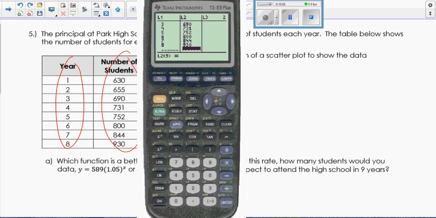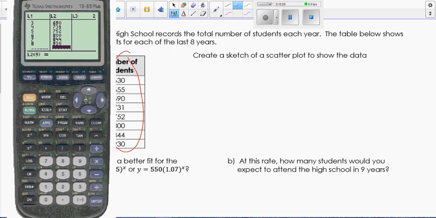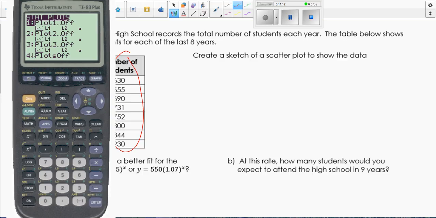Okay, make sure that you check your data, otherwise if one number is off, the whole thing is going to be wrong. Okay, so here's what we're going to do, and this is what we haven't done yet. So here's your data. We're going to create a scatter plot. In order to do that, you're going to hit second, y equals, you notice above that it says stat plot. You're going to get this table, so go ahead and enter.